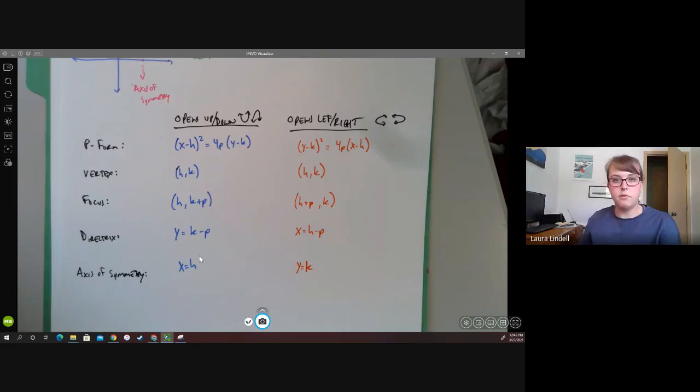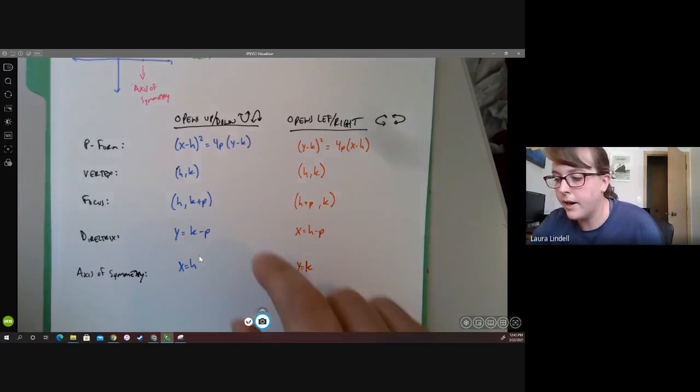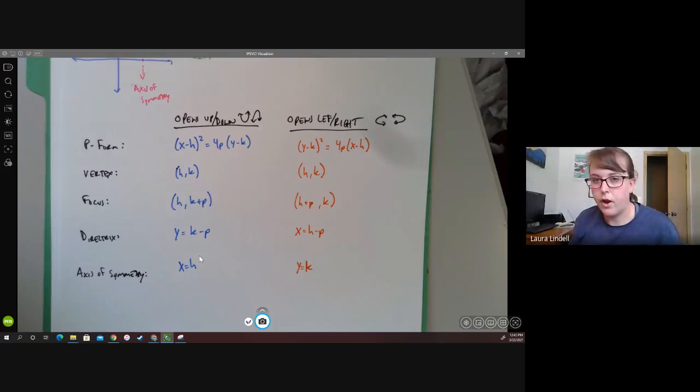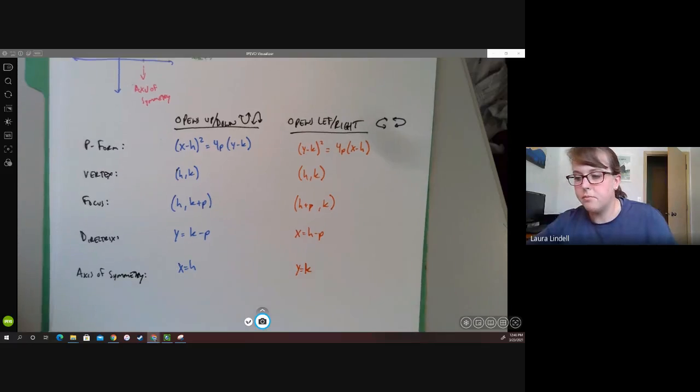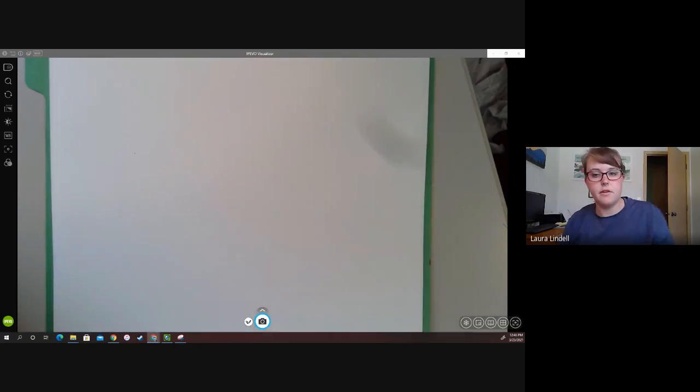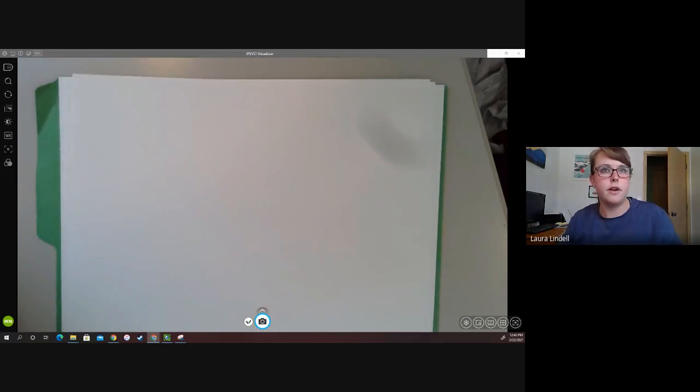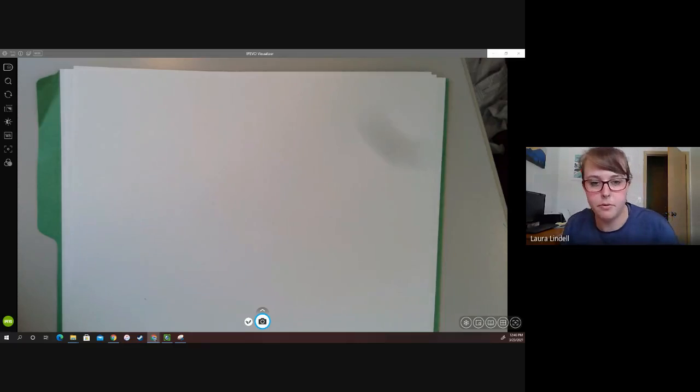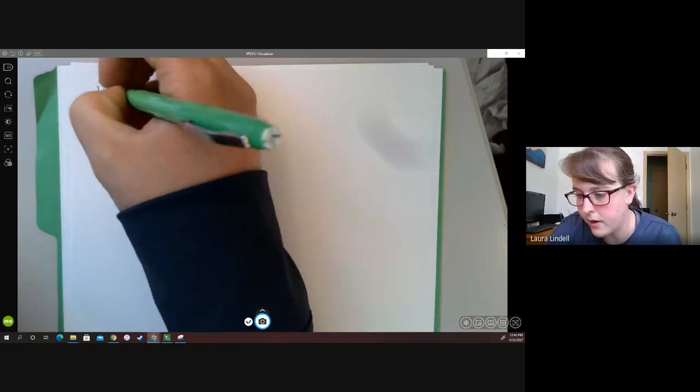Okay, but getting into the nuts and bolts of how we might actually write an equation in p form given other pieces of information. Let's get into some examples here. So you're going to want to keep this off to the side or in your notes that you can refer back to. Now we're going to talk about writing equations.